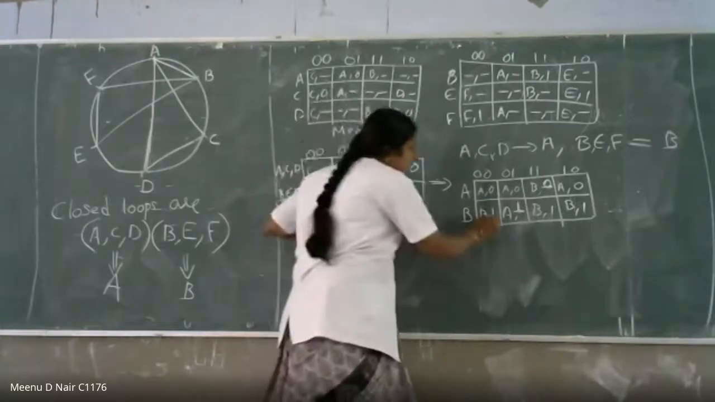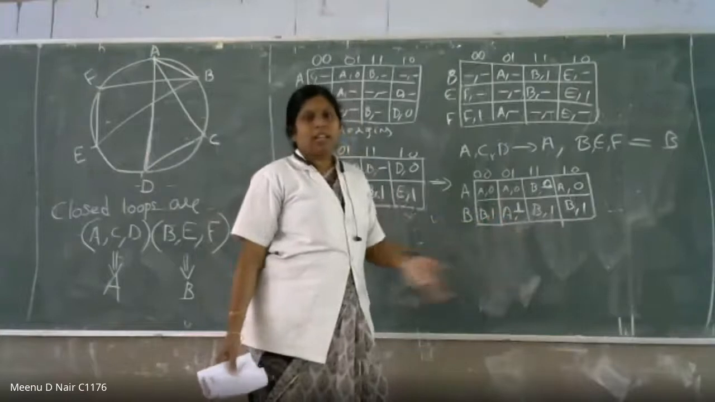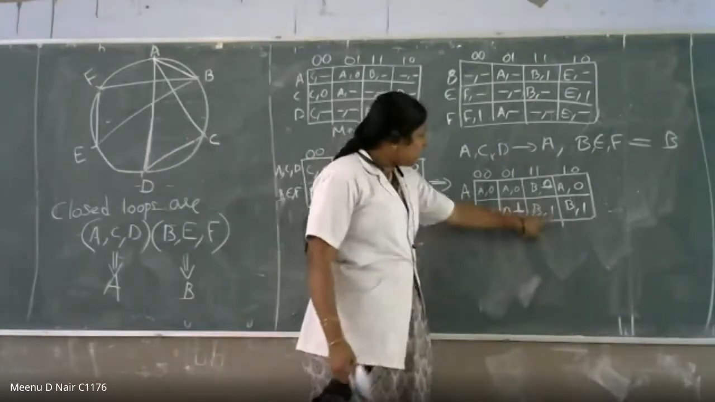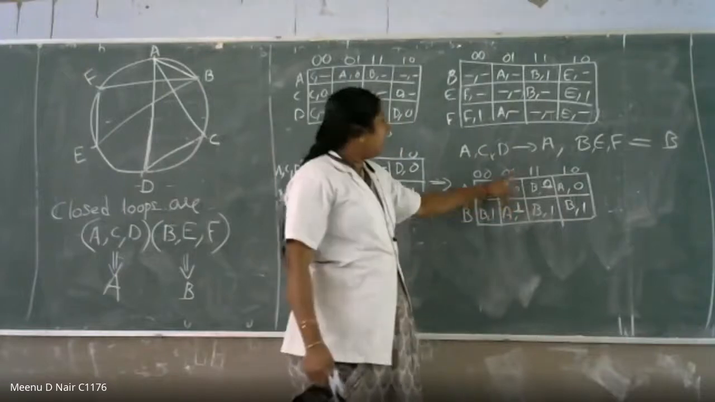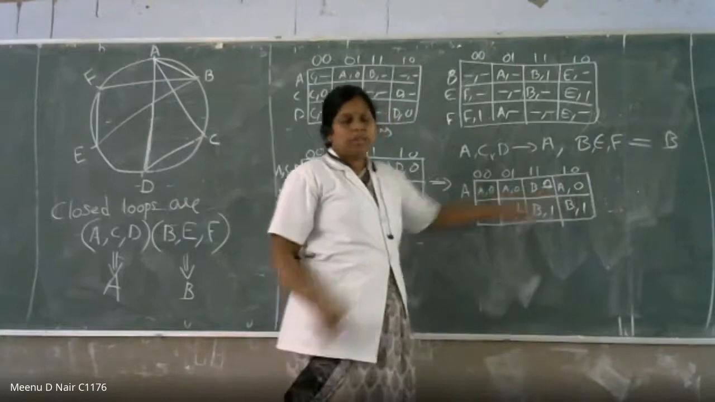Suppose if it is 0 and this is 1, you cannot change anything. It can be don't care. It can be 0 or 1. But here it is 1 and this is 1, so you can put it as a 1. And here it is 0 and here it is 0, so you can put this dash as equal to 0.